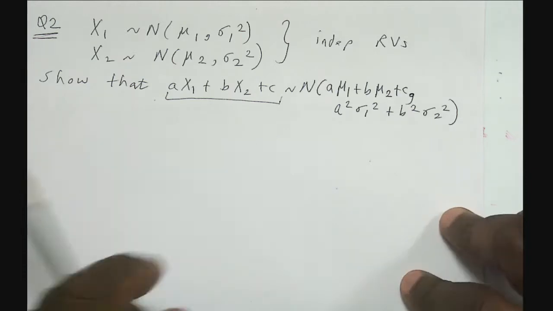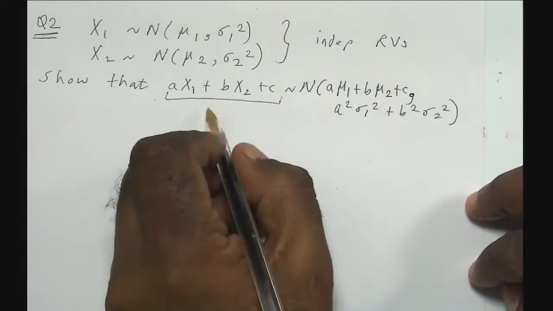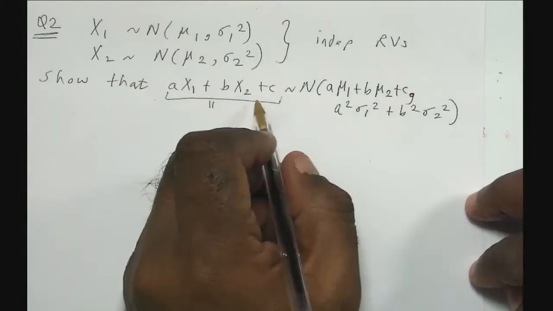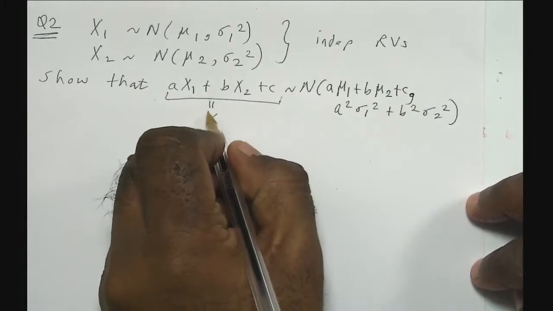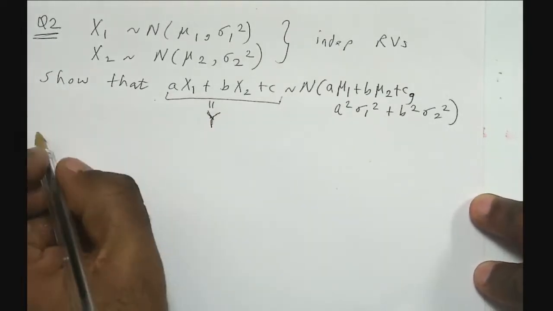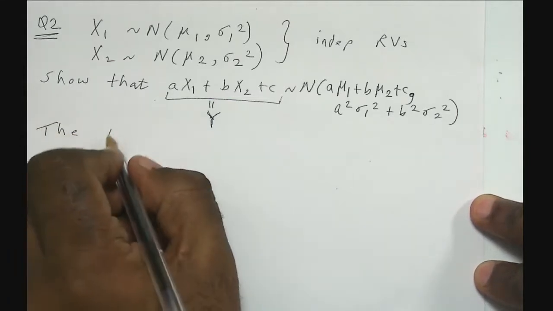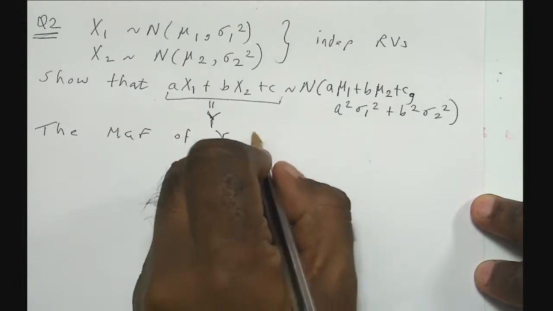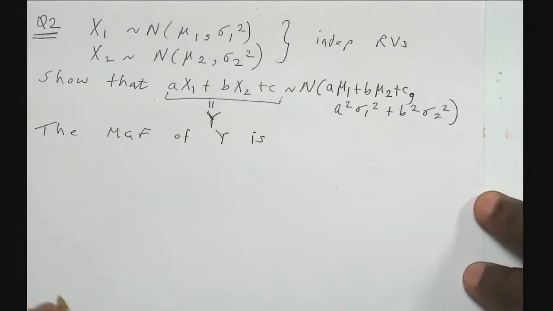Just start with the left-hand side. This is the left-hand side, and because it's a long expression, call it some other name. Say, let's call it y. You don't need to call it y. You can call it whatever you like. And the first step is to find the MGF, the moment generating function of y.